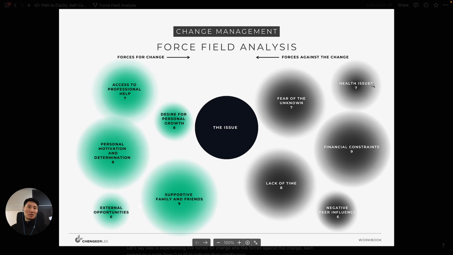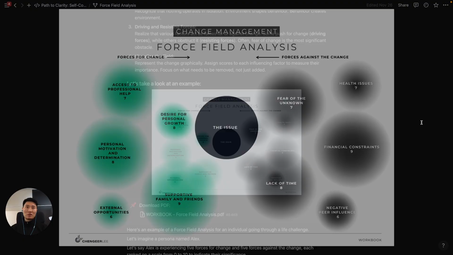And on the right side, you can see all these negative forces, everything that can potentially obstruct the change. Negative influence, I don't have time, I don't have money, I have problems with health right now. And again, we talked about it, fear of the unknown. And as you conduct this analysis, you can understand what are the dominant forces. And if the score on the left side is higher, you have a good possibility for a change.